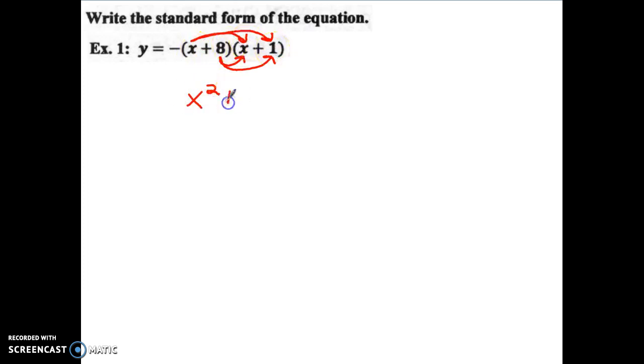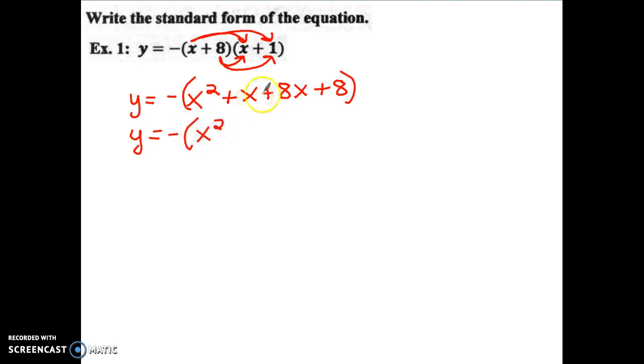X times 1 is x. 8 times x is 8x. And 8 times 1 is 8. Now we're going to put that back in parentheses because we have to remember our negative over there, which is our a value. Okay, now let's go ahead and combine like terms. So I'm going to rewrite this. So we have x squared. X plus 8x is 9x plus 8.